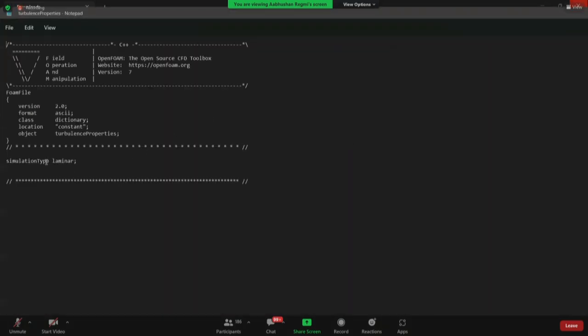So since our simulation is laminar, there is nothing to it. It is just laminar. We need not write any other dictionary. Even if we wrote any other dictionary for our turbulence, it will just ignore it.